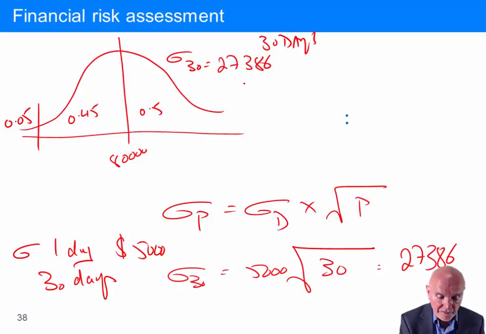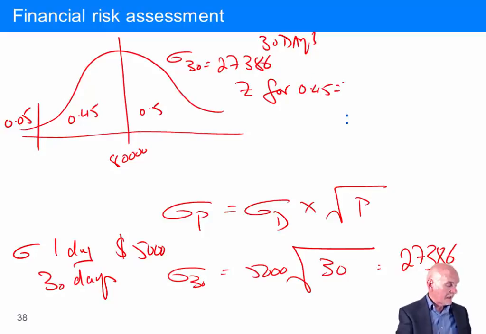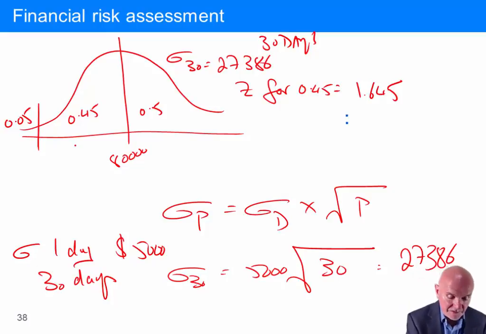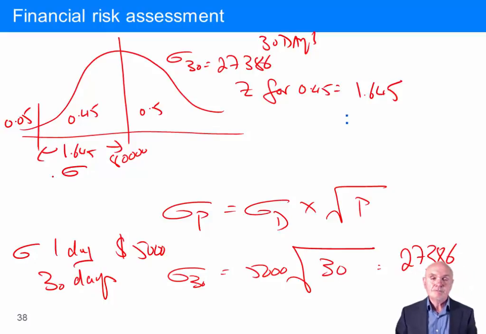We know that the Z for, if you like, the 0.45. And again, you can look at it. You look in the middle of the tables. For 0.45, you get onto these as 1.645. So we know that this is, in terms of standard deviation, 1.645 sigmas. But now we translate that into real money. And here the standard deviation is 27,386.